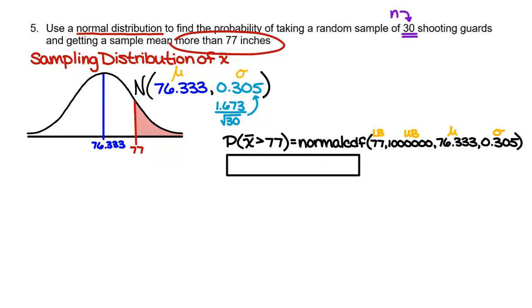And then we do a normal CDF. We want the probability that x bar is greater than 77. So we have a lower bound of 77 and upper bound of something really big. Mean of 76.333, standard deviation of 0.305. And we get about what? 0.014. So slightly less than 1.5%.